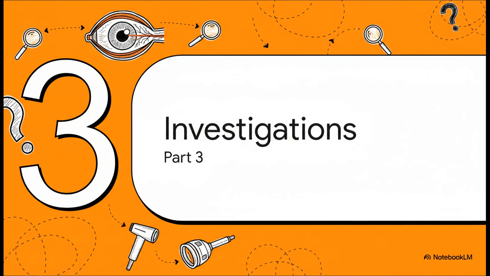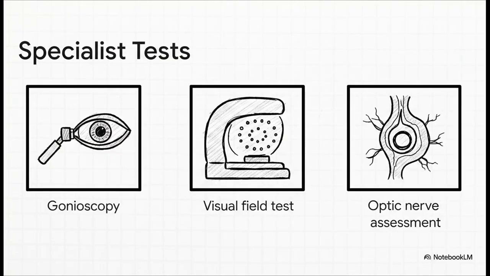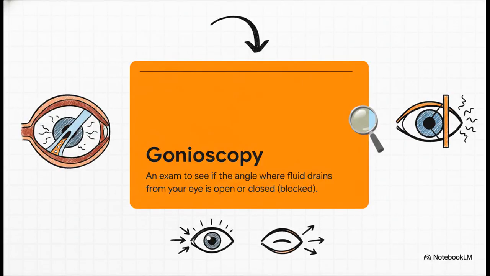Naturally, the patient will want to know what this specialist is actually going to do. Let's break down the key investigations you'll need to explain to them. You should name these 3 specific tests. It shows you have a thorough understanding. They are gonioscopy, a visual field test, and an optic nerve assessment. Let's quickly go over what you'd say about each one. When you mention gonioscopy, you can explain it as a special examination where the specialist looks at the drainage angle of the eye. This is just to see if that angle is open or closed, which tells them how well the fluid is draining out.